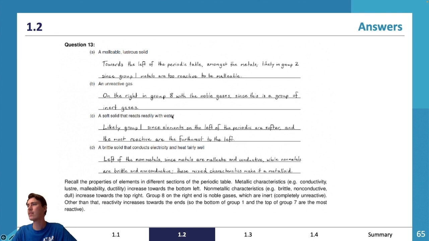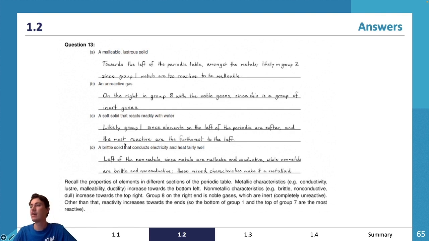This one here says likely group 1, since elements on the left of the periodic table are softer and the most reactive are the furthest to the left. So that's probably what you're going to be thinking there. A soft solid that readily absorbs. That's a pretty decent answer.